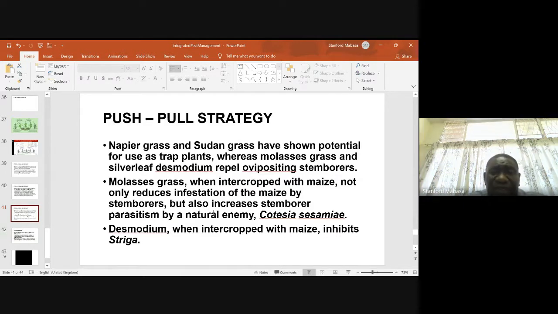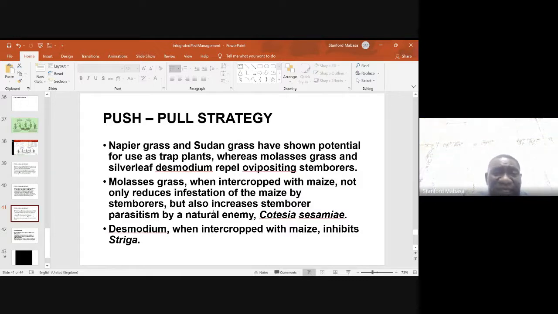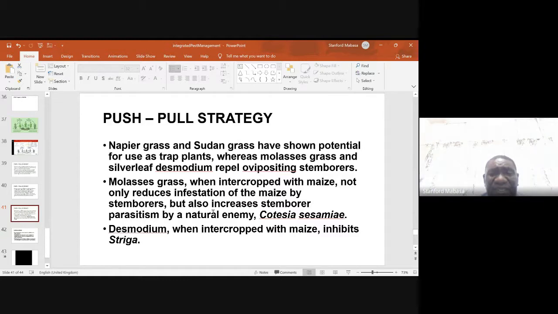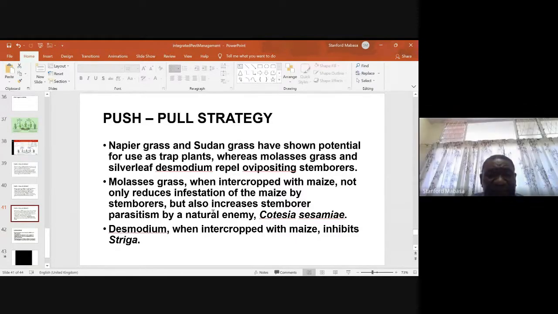Now, napier grass and Sudan grass have shown potential for use as trap plants. Whereas molasses grass and the silverleaf desmodium repel ovipositing stem borers. Molasses grass, when intercropped with maize, not only reduces infestation of the maize by stem borers, but also increases stem borer parasitism by a natural enemy, Cotesia sesamiae. Desmodium, when intercropped with the maize, can inhibit striga. So this is the push and pull strategy.